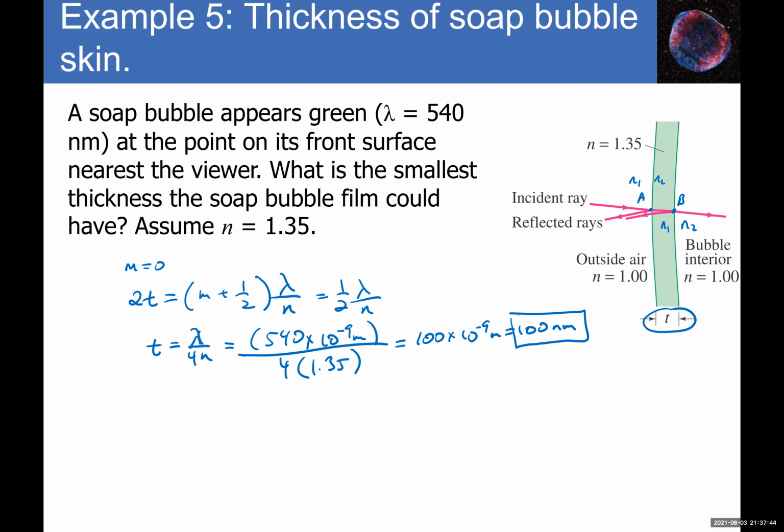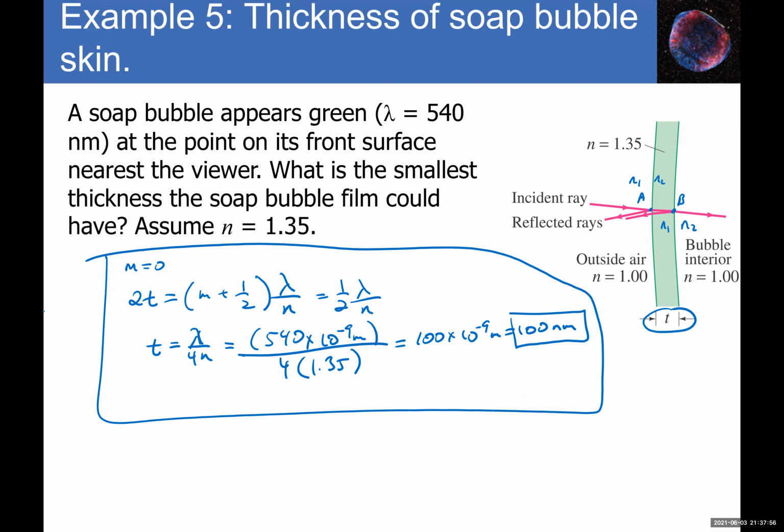This will be the first constructive, and the second constructive will be an additional 200 nanometers in thickness, and so on and so forth. Remember, because we want constructive interference, we are looking at the constructive interference equation. Since it's the first constructive, m equals 0, because m equals 0, 1, 2, 3, and so on. The first one is when m equals 0.